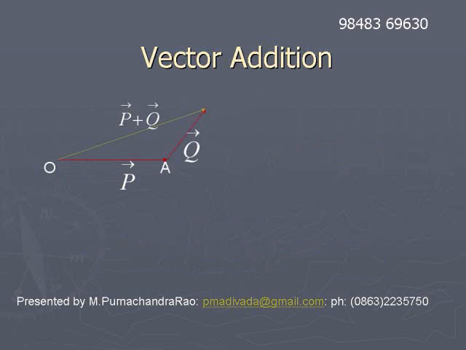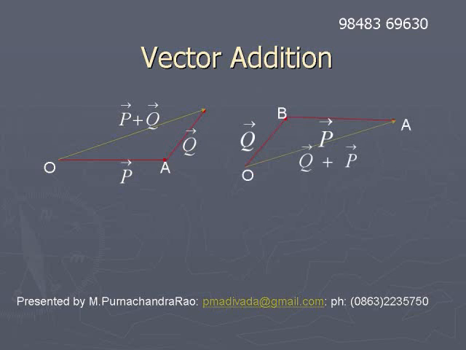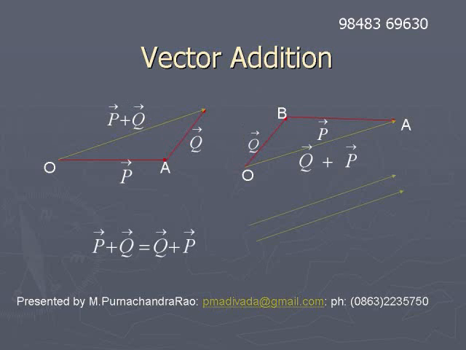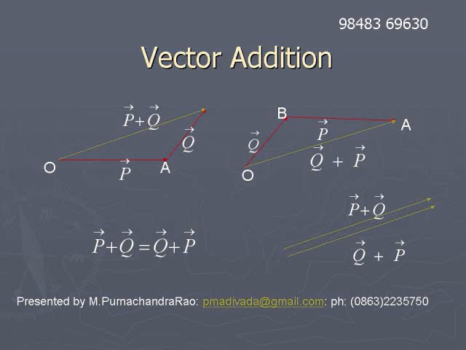From both the figures, p bar plus q bar and q bar plus p bar, what we understand is p bar plus q bar will be equal to q bar plus p bar. By comparing the two figures, we understand that p bar plus q bar is equal to q bar plus p bar.